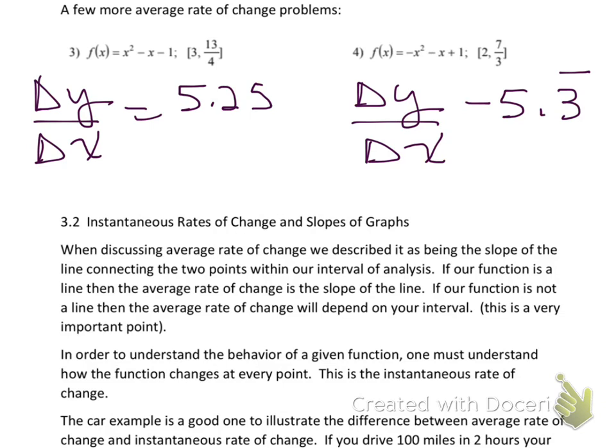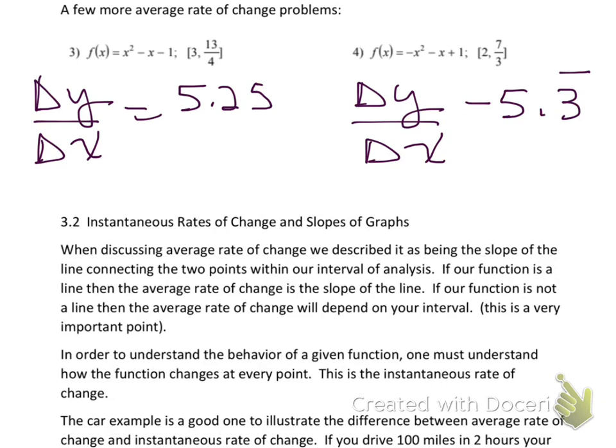Now we're going to talk about instantaneous rates of change, and that is the slope of a tangent line, as we're going to come to learn. I typed up some things here. When discussing average rate of change, we describe it as being the slope of the line connecting the 2 points within our interval of analysis.